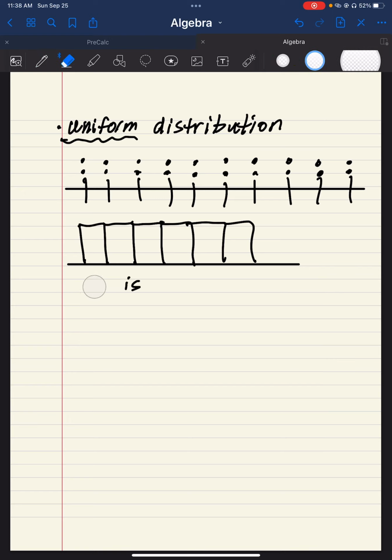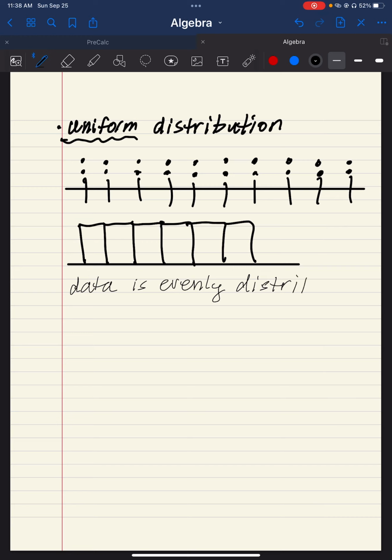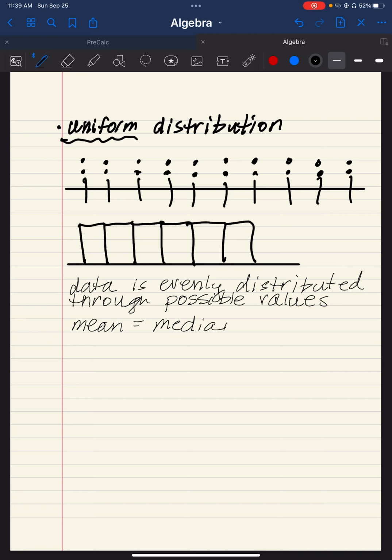The data is evenly distributed through the data set. Or maybe it is equal through possible values. Right? And that doesn't happen as often, but in this particular case, the mean is going to be equal to the median. So they're both pretty good measures of center.